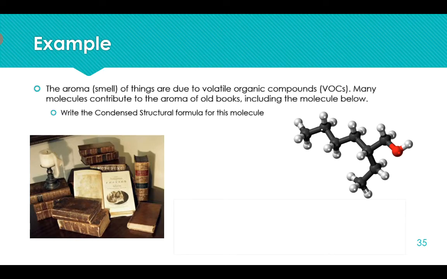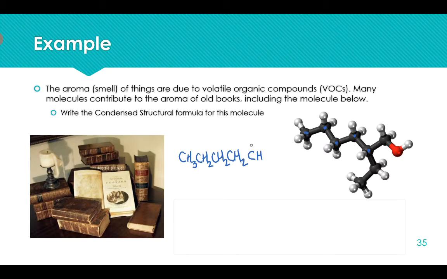Here's an example problem. I'm going to write the condensed structural formula for this molecule, which is one of the molecules responsible for the smell of old books. Let's start here. This carbon has 3 hydrogens bonded to it. The next carbon has 2 hydrogens. The third carbon has 2 more hydrogens. This carbon also has 2 more hydrogens. This carbon has 1 hydrogen, and then it has this coming off of it.